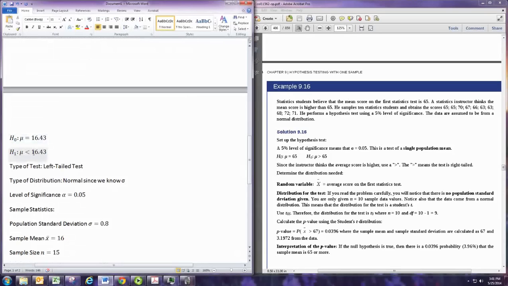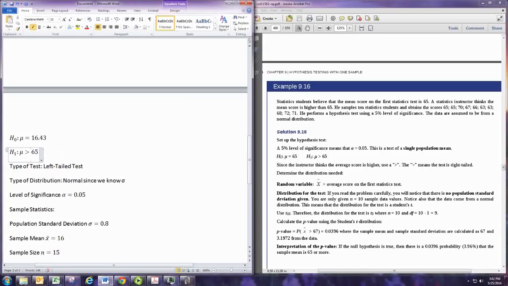Then to try to translate that claim into the alternative hypothesis. You see here we have statistics students with an average score of 65, and an instructor thinks that the mean score is higher than that. So the students think that the average is 65, and the instructor thinks that it's higher than that. So the instructor's claim would be, because he's the one doing the test, right, that the mean test score is greater than 65.